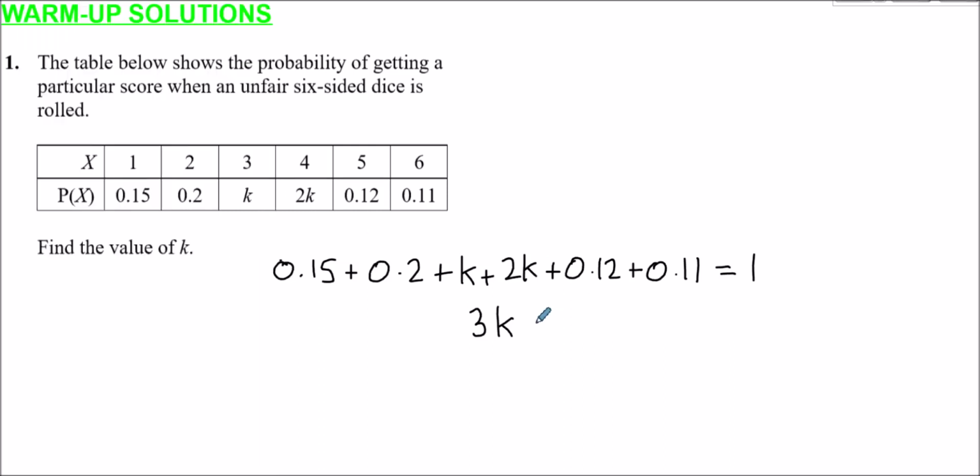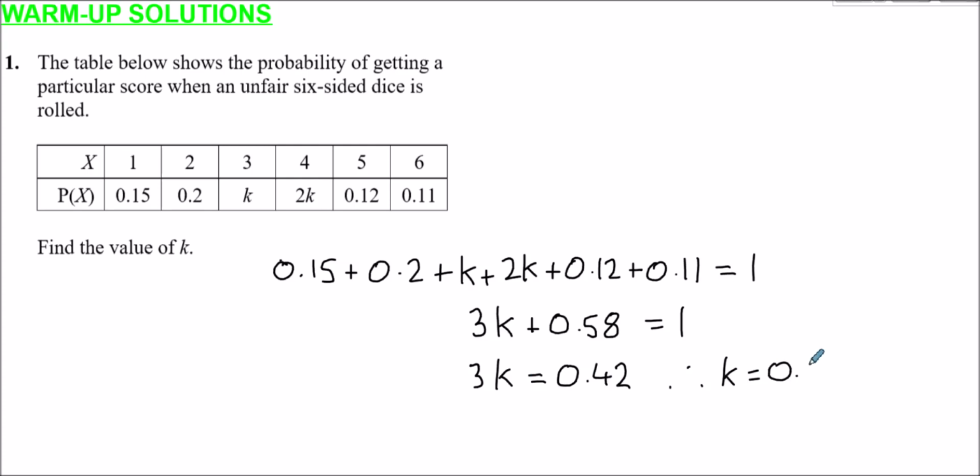So 3k plus 0.58 equals 1. Now we need to subtract 0.58 from both sides, so we get 3k equals 0.42. And finally, if we divide both sides by 3, we see that k, therefore, will have to be 0.14. So that's how we do question 1, and it's complete. So k has to be 0.14 to make all of these probabilities add up to 1, which is what they need to add up to.